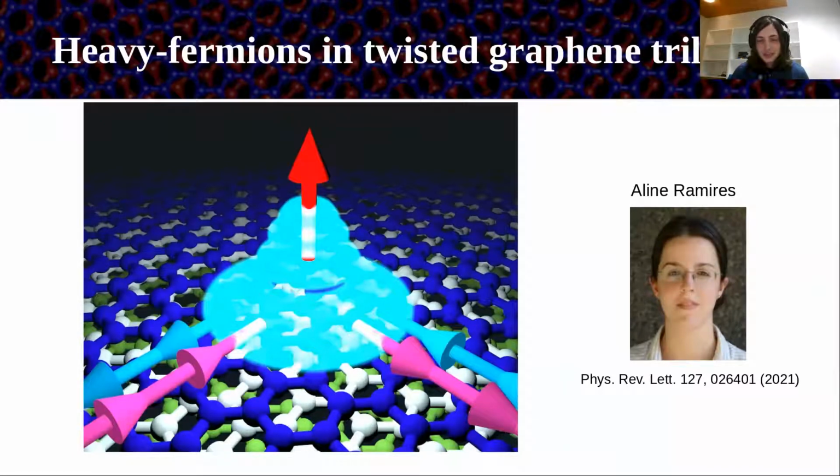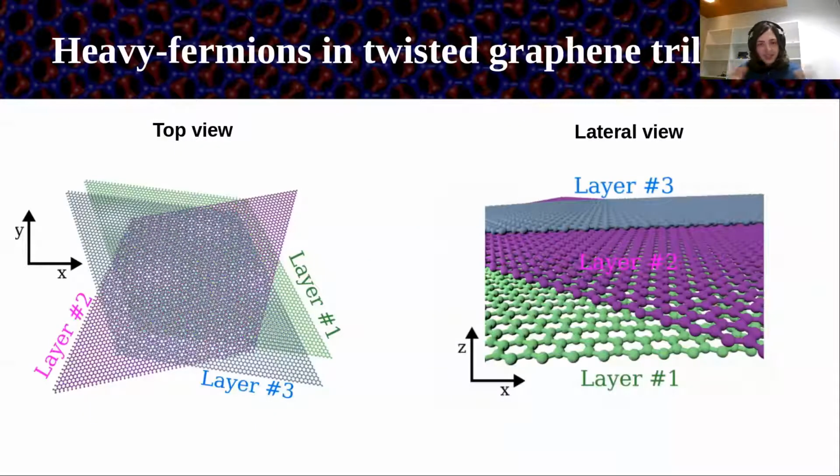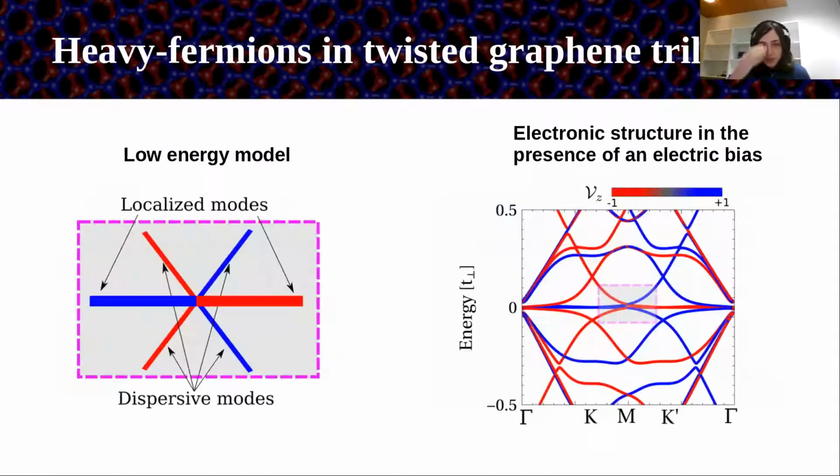So let me tell you first about our first idea to try to create this heavy fermion physics in van der Waals materials, and in particular using twisted graphene trilayers. And let me first emphasize that this work was done thanks to Aline. So the basic idea is that we are going to take a twisted graphene trilayer, in particular a trilayer in which we align the top and bottom layers, and the layer in the middle is twisted with respect to the two.